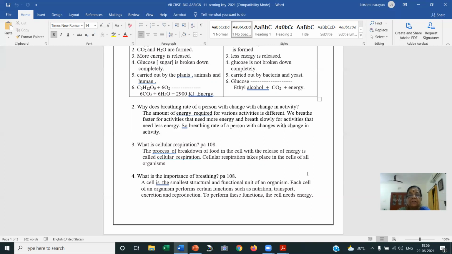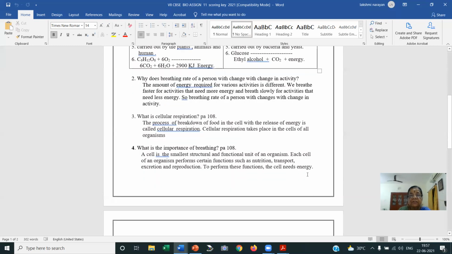A cell is the smallest structural and functional unit of an organism. Each cell of an organism performs certain functions. What are they? Nutrition, transport, excretion, and reproduction. So to perform these functions, the cell needs energy.